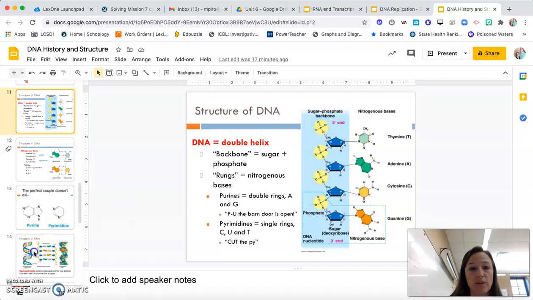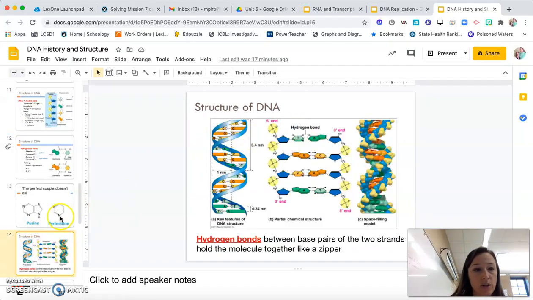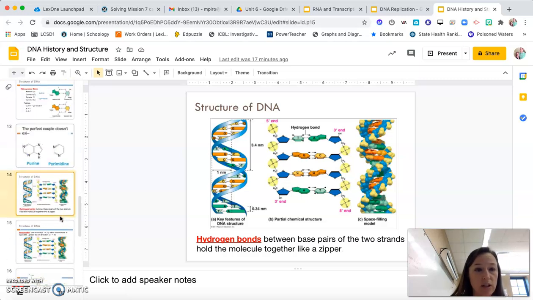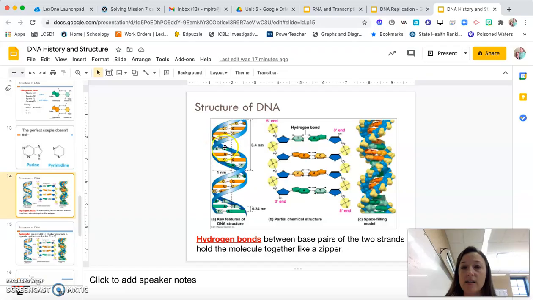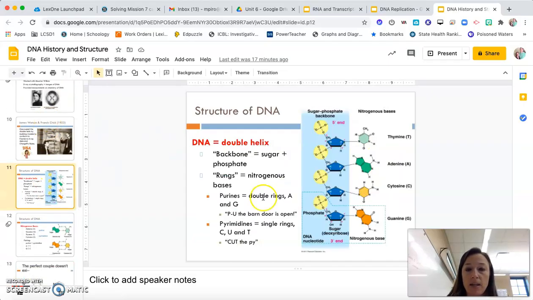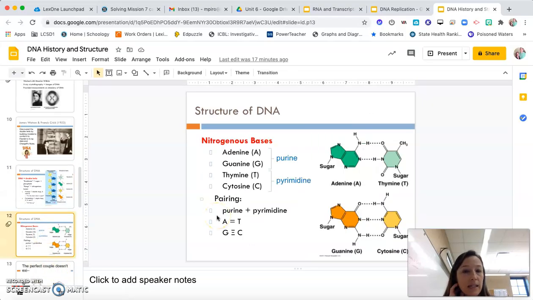So if you picture this as a ladder, if you were to untwist it, I don't know if I have a picture of it untwisted. I don't think I do. Then the sides are the sugar phosphate backbone, and the rungs where you would put your feet if you were climbing the ladder are those bases. Okay. And then there are 2 kinds of bases. Okay, so we have purines and pyrimidines.